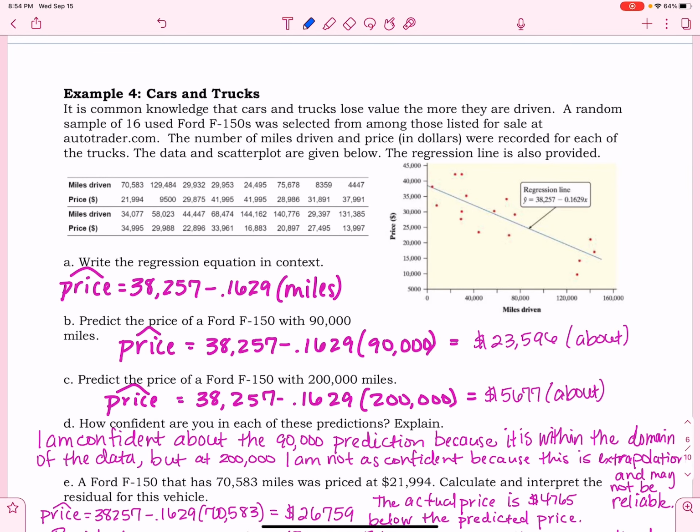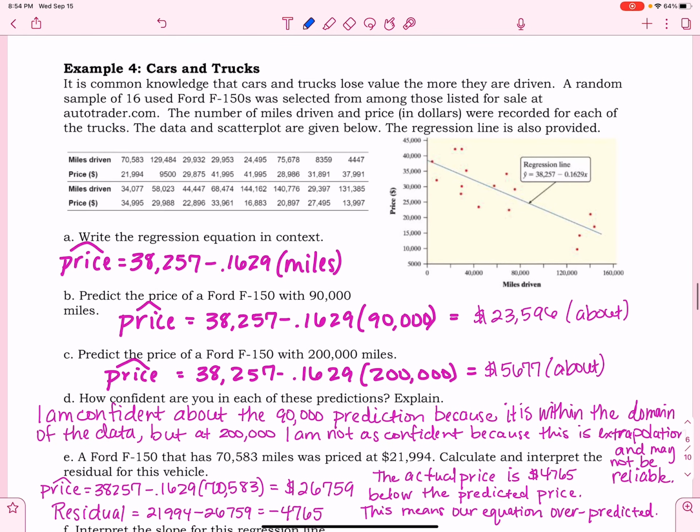In this video, AP Statistics, we are going to be in Unit 2 and we're looking at Example 4. Make sure that you pause the video and read what is happening so you're not left clueless. All right, so in this particular situation, we have our scatter plot over here, and we've already been given the regression line, and we've also got some data here for miles driven and the price of Ford F-150s.